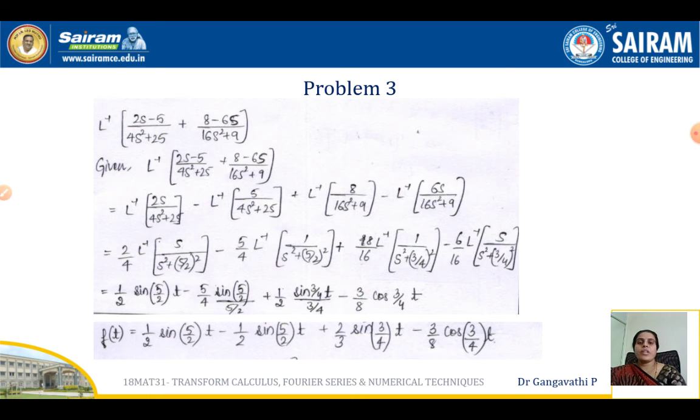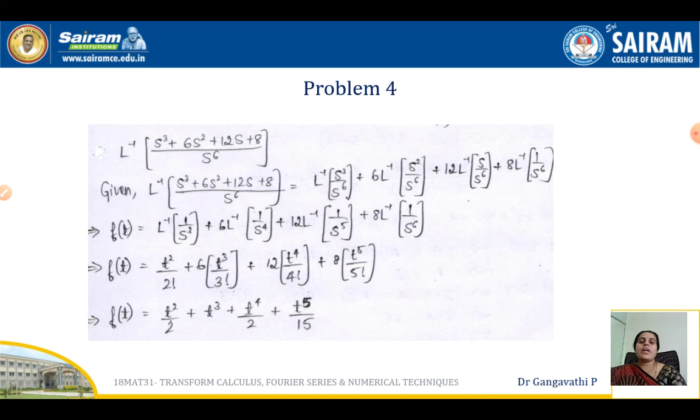So this is how you need to solve the problem. So now let us see another example. Find L inverse of (s cube plus 6s square plus 12s plus 8) by s to the power of 6, and the denominator is having only one term here. So you can just use the linear property and segregate the terms like this.